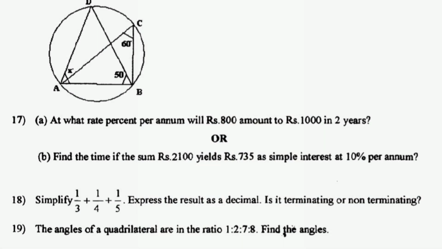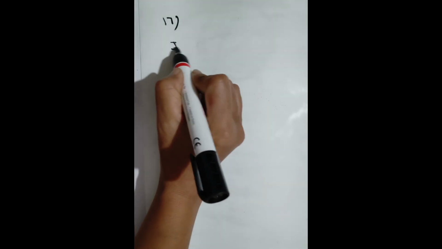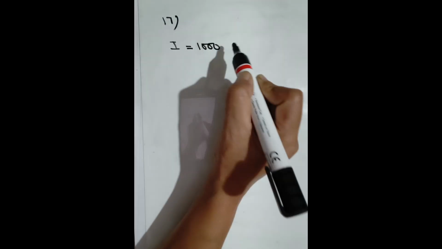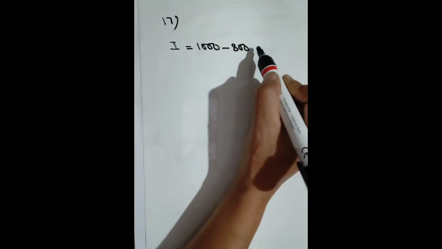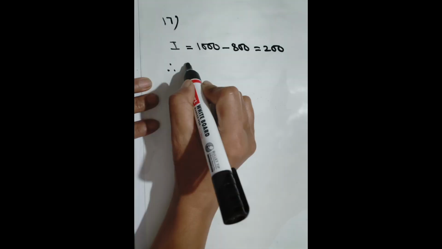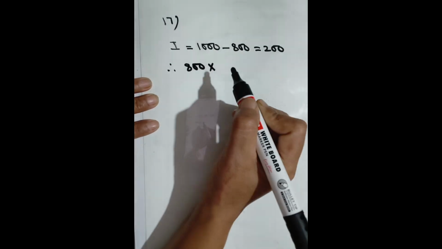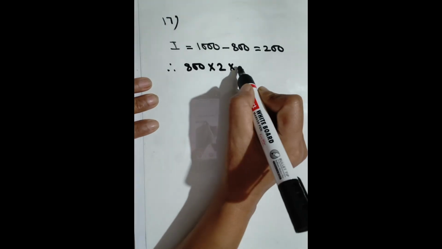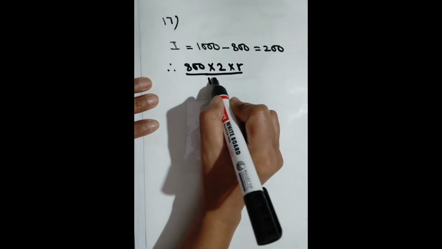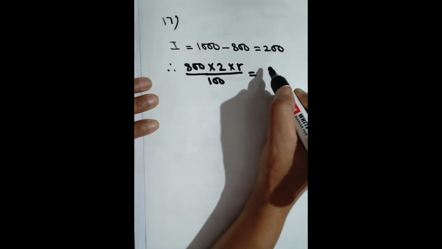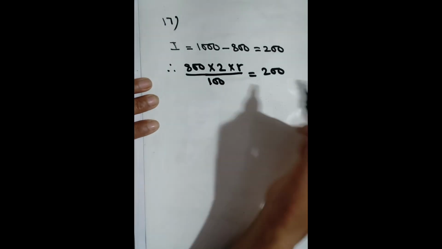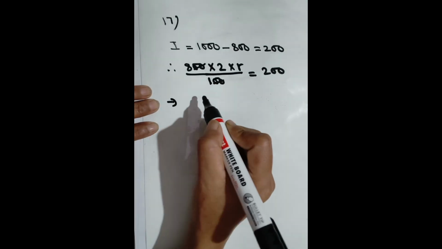Let's move on to the next question. That is question number 17. We have to find out the rate percent here. So since 800 has become 1000 in 2 years, that means interest is equal to rupees 200 in 2 years. So according to the simple interest formula, PTR by 100 should be equal to 200. That means 800 multiplied by 2, that is years, and rate should be equal to 200.